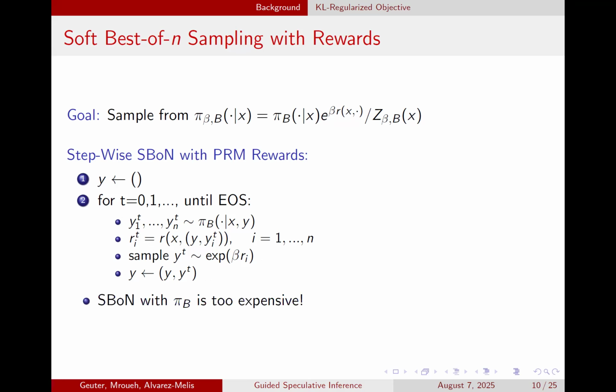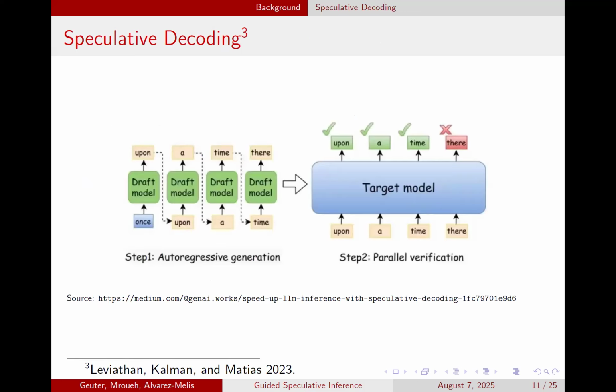Yeah, the only issue with this is that it is expensive if pi b is large. So we could do this to sample from this tilted distribution, but ideally we want to do something faster. And that's where our small model pi s comes into play. To explain how we use pi s, I'll explain what speculative decoding is, for those who don't know.